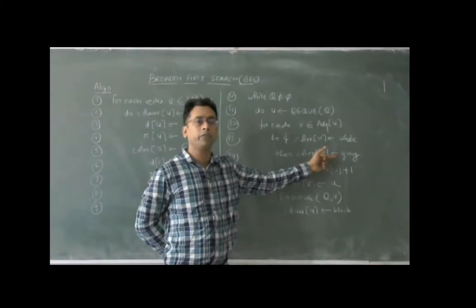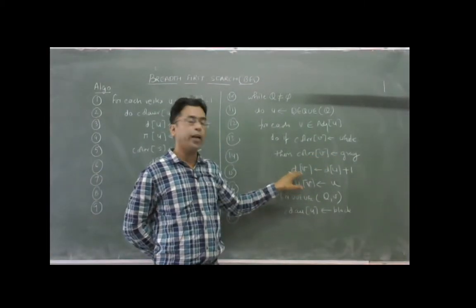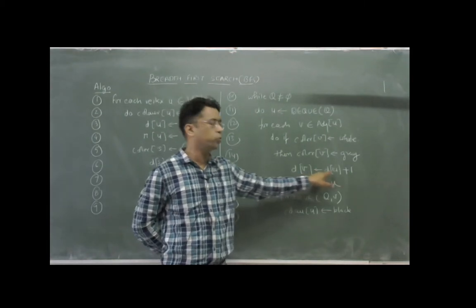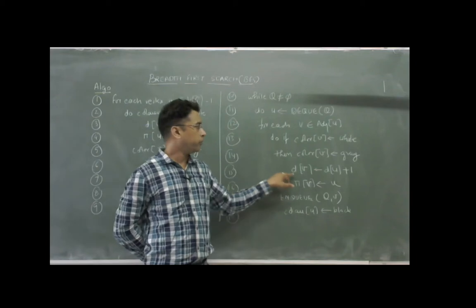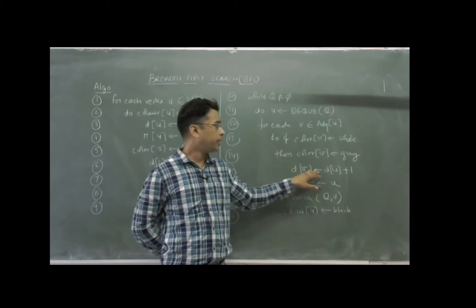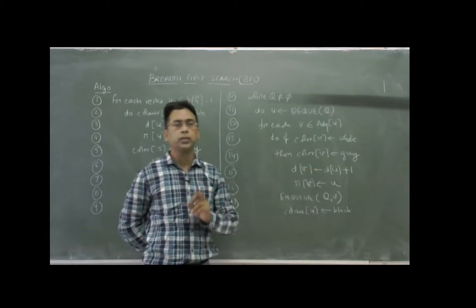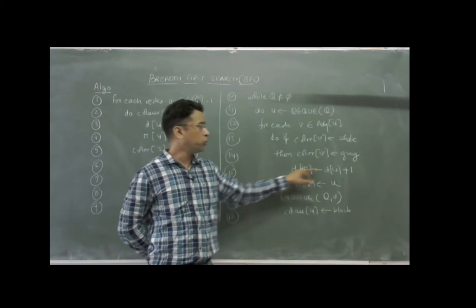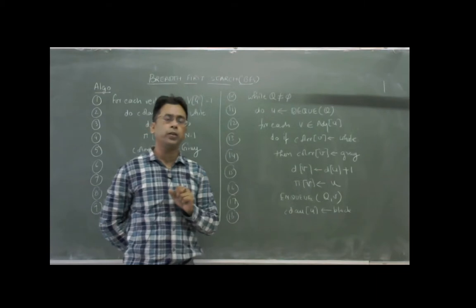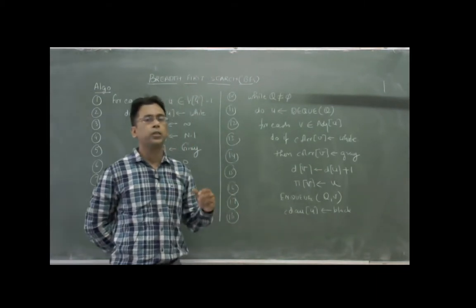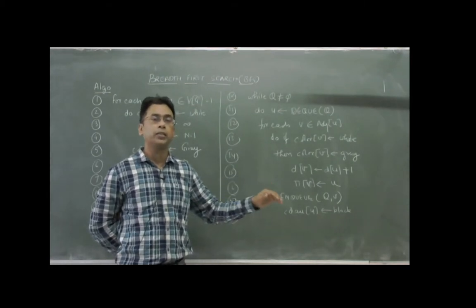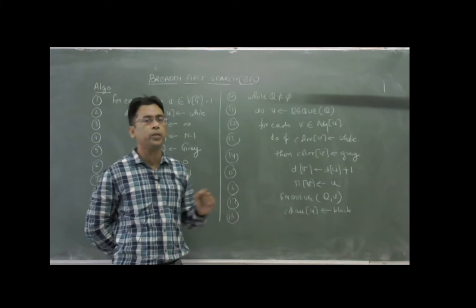You change the color of the white node into the gray color, and in place of the infinity, you place the value dv equals du plus 1. It means when the node was not discovered, at that time the distance was infinity, but when you discover a node, you place a value du plus 1. Suppose you start from the starting node, which is at value 0, then the nodes discovered through the starting node will have a value 0 plus 1, which is 1, and the nodes discovered through those nodes will have a value 1 plus 1, meaning 2.